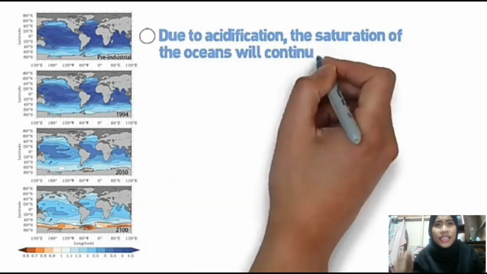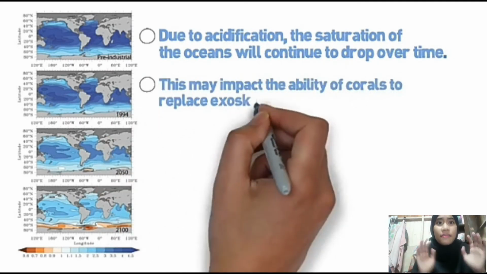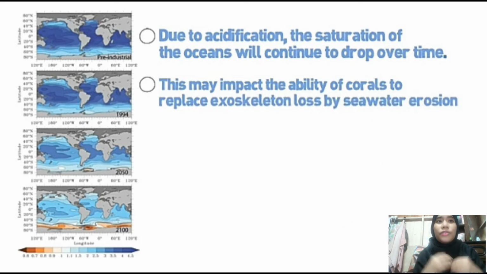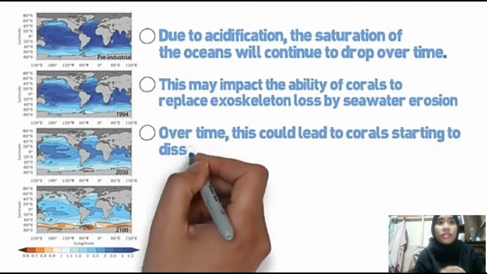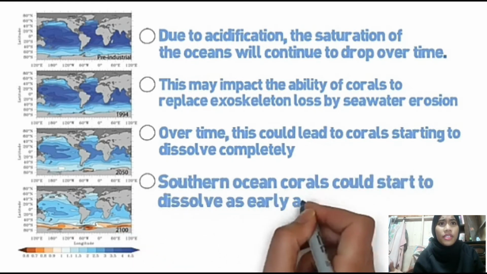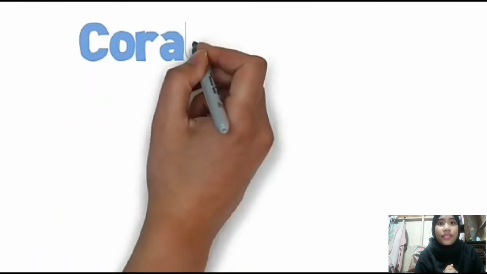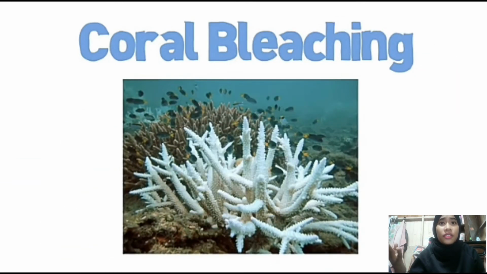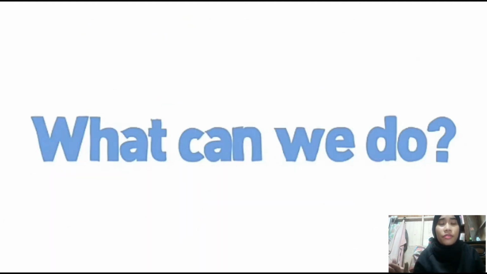Due to acidification, the calcium carbonate saturation of the ocean continues to drop over time. This may impact the ability of corals to replace exoskeletons lost to erosion. So calcification is beginning to completely stop. So it is possible the corals in the Southern Ocean could begin dissolving by the end of this century. This is also a process whereby algae that live in the coral leave, turning the coral white and reducing its chances of survival. So what can we do?